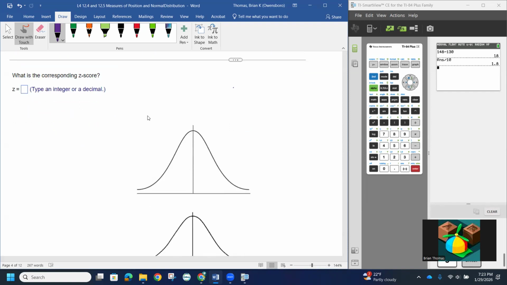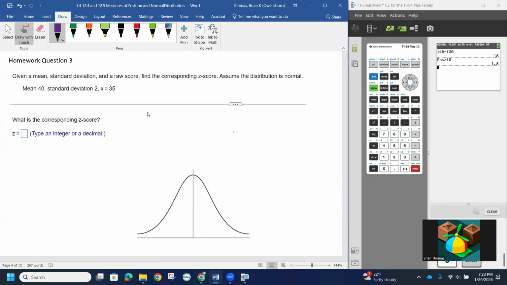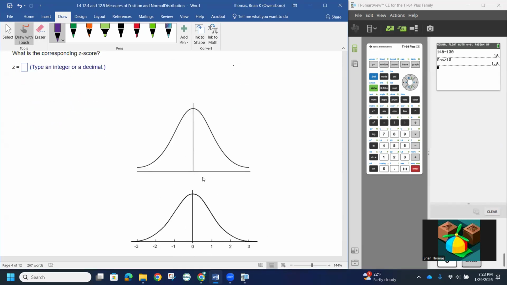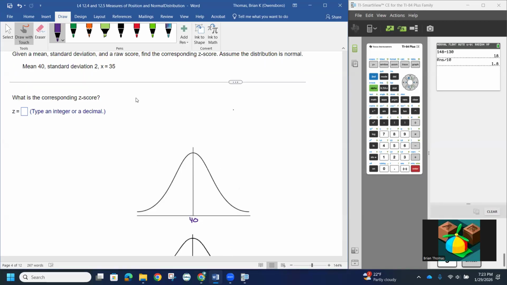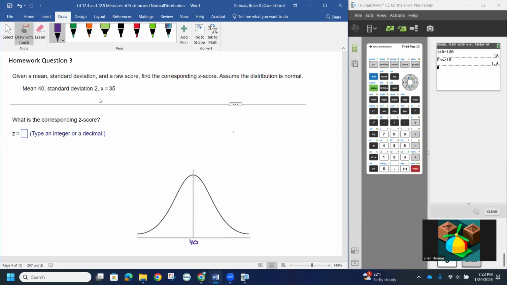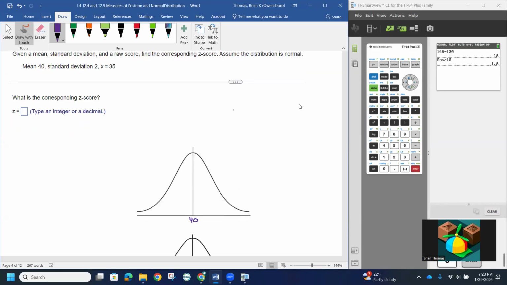If I'm drawing a graph of this, we know that the mean is out here in the middle. So the mean is 40. And then since the standard deviation is 2, this next region would be 42, and then this would be 44, and then this would be 46 out here at the end. If I lose 2, I'd be at 38, lose 2, 36, lose 2, around 34.